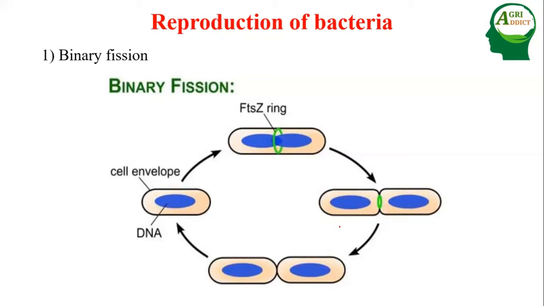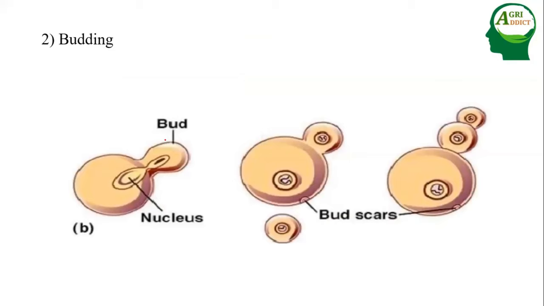Whereas in case of budding, this is the parental cell which will start producing an outgrowth, or we call it a protuberance. It will start dividing its own chromosome, and that divided chromosome will reach into the outgrowth. So that outgrowth will start separating from the parental cell and behaves as a new bacterium. This is called budding in case of bacteria.